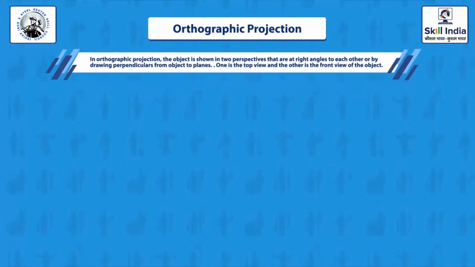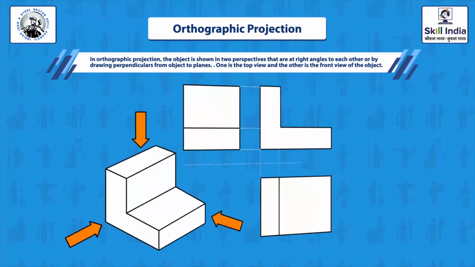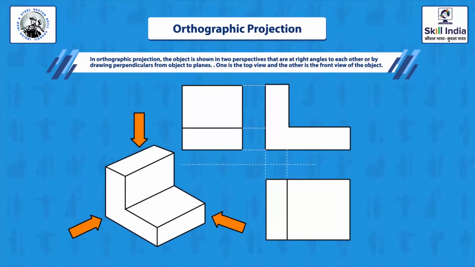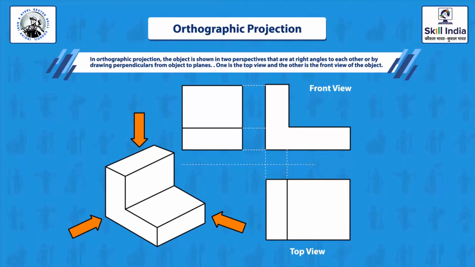Talking about the orthographic projection in detail, it can be regarded as the establishment of technical and machine drawings. Orthographic projection shows the object in its actual shape and size from the front, back, top, base, left or right in the first angle or third angle projection.